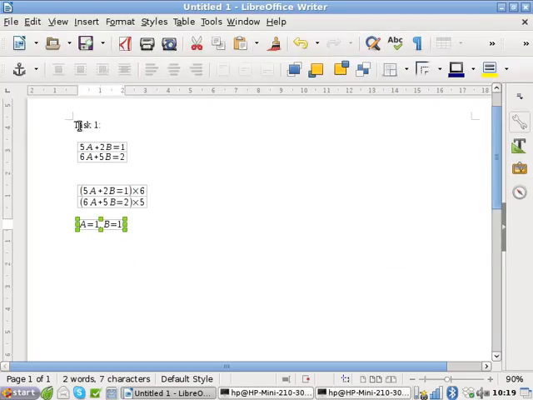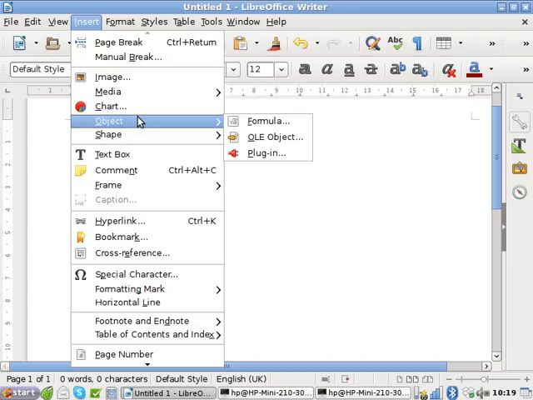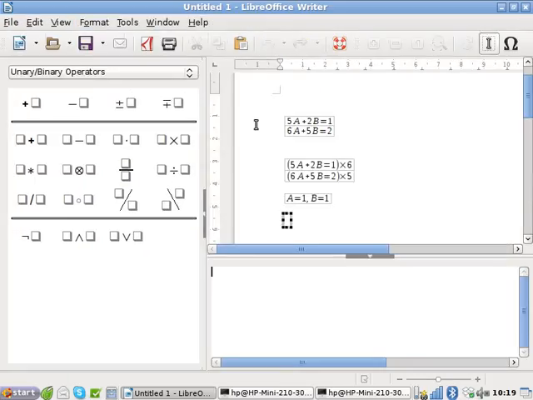Let me get rid of that. Okay, so next let's type in the formula for U_n equals a U_{n-1} plus b U_{n-2}. So again, insert object formula, and then here we have U underscore n. Did I say U_n? Yes: U_n equals a U_{n-1} plus b U_{n-2}.